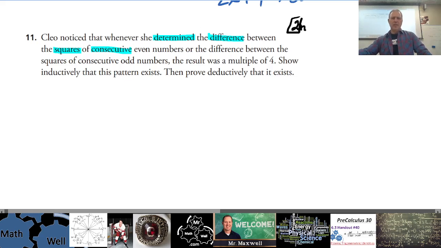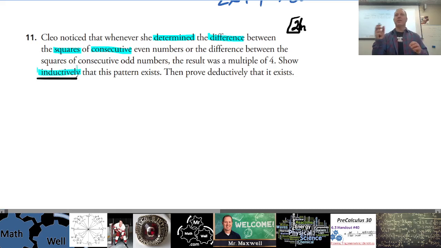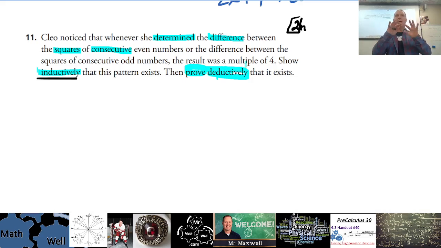So the difference between the squares of consecutive even numbers or consecutive odd numbers, the result is a multiple of 4. Show inductively that this pattern exists. So inductively, that's the first type of reasoning where we consider examples to verify the statement. And then prove deductively. So proving in math, we're using variables as representations for these numbers, and we're showing in a general sense that this is true for all possible numbers in the set. So that's how we prove with variables and representations deductively.